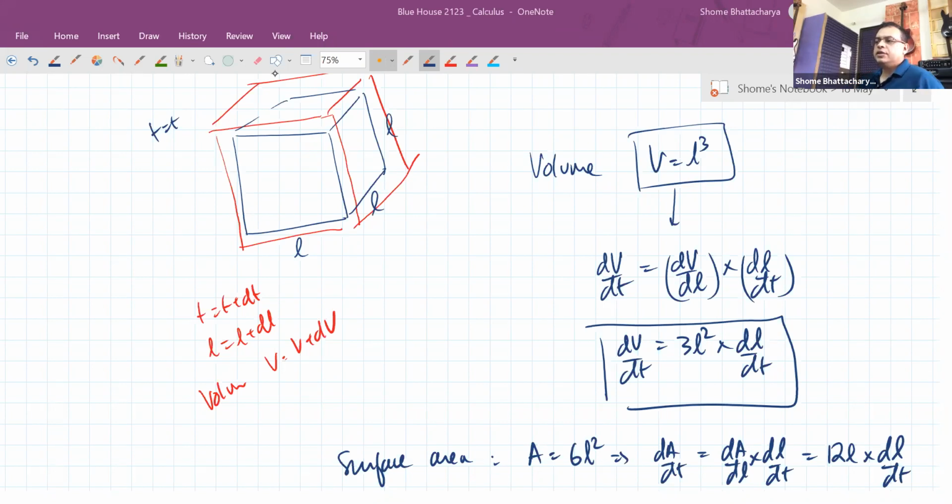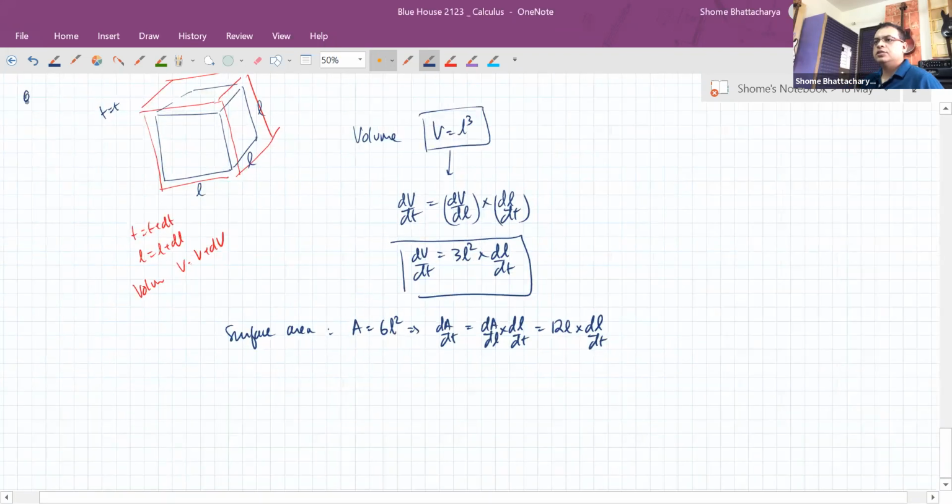Okay. And likewise, you can try out the third question also yourself now. So this was question 2 of exercise 3. The third question is like a reverse of this. The rate of change of volume is given to us, in cubic centimeters per second, and from that we have to find the rate of change of radius of the balloon.